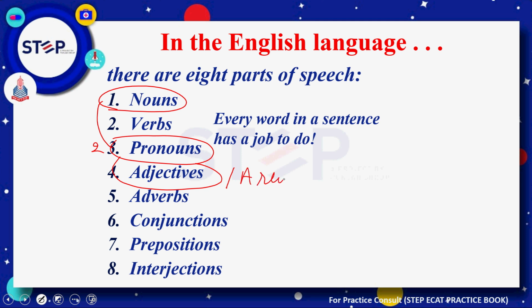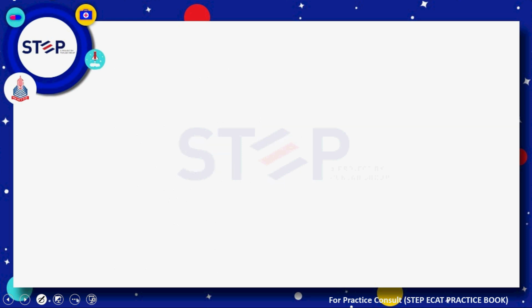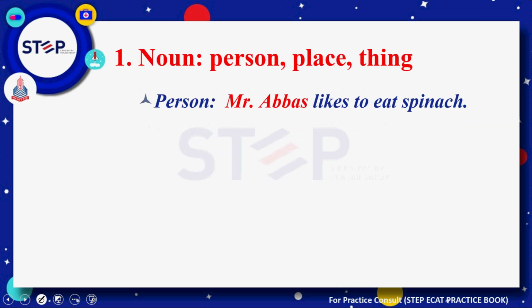You must be wondering why articles are not mentioned in this list. Articles are just one type of adjectives. Some people write them as a different part of speech, but mostly they're considered adjectives.